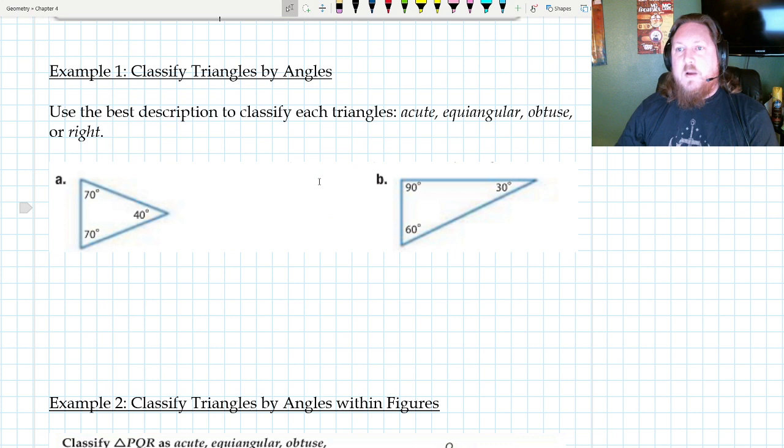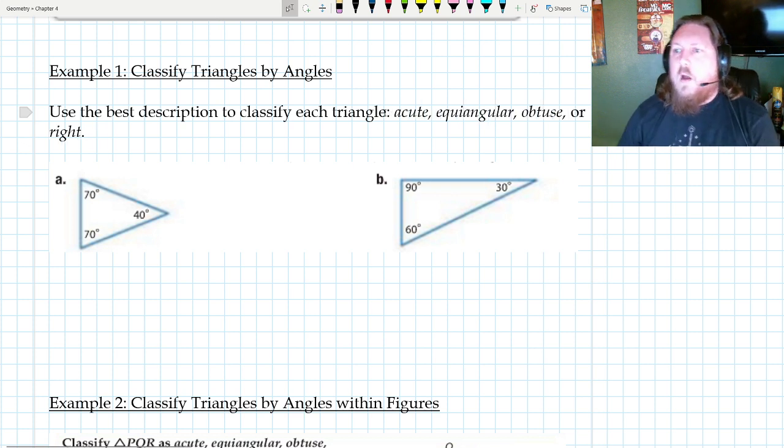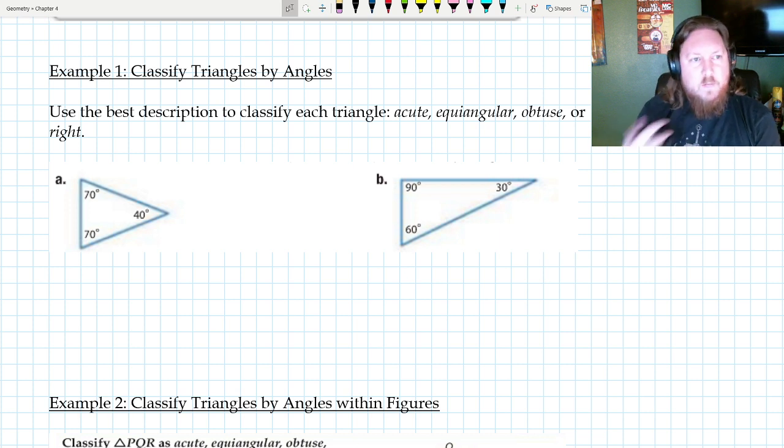So let's go ahead and do a little bit of classifying here. Classify the triangles by angles. Use the best description to classify each triangle: acute, equiangular, obtuse, or right. So we're looking for specific characteristics of each one of them.